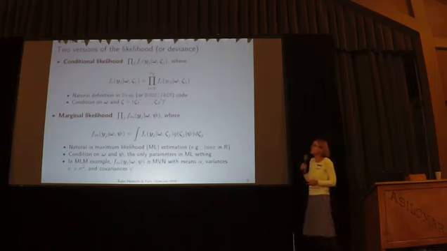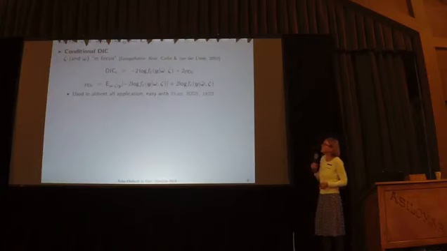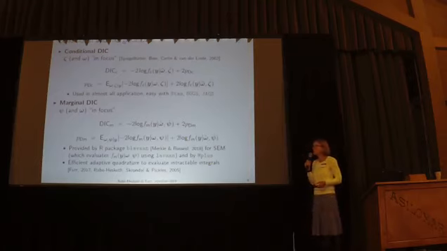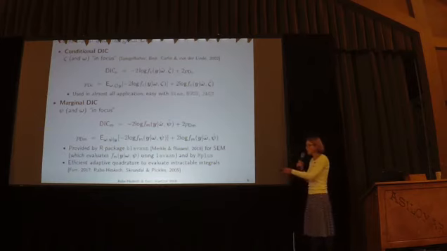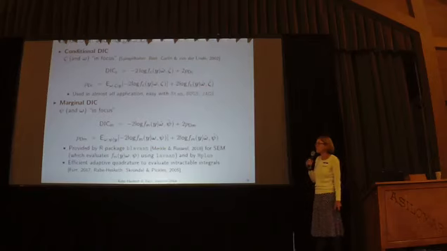Okay, so since there are two versions of the likelihood, and therefore the deviance, then obviously there will be two versions of the DIC. In the conditional DIC, the definition we saw before, we just plug in the conditional likelihood everywhere where we see a likelihood. And so this is what's produced by most Bayesian software. In the marginal DIC, we just put in the marginal likelihood everywhere. And this requires additional computation because the marginal likelihood is a bit more complex. So it's not really available in most Bayesian software.